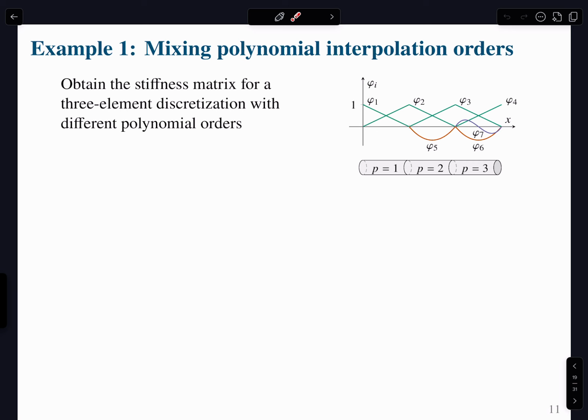Can I do this? Yes. Why not? Why can I do this? Why not? Because all elements are independent? No.